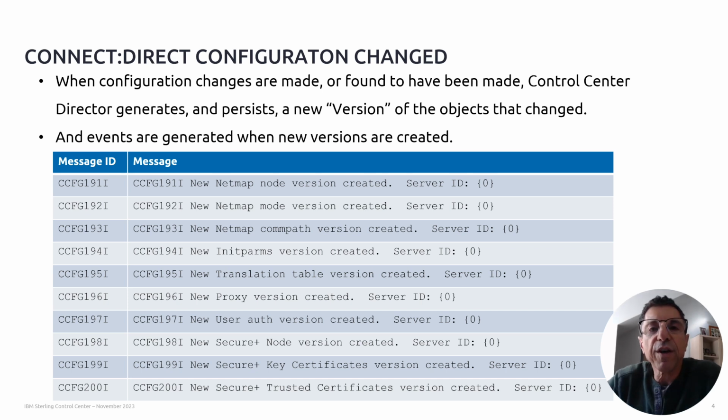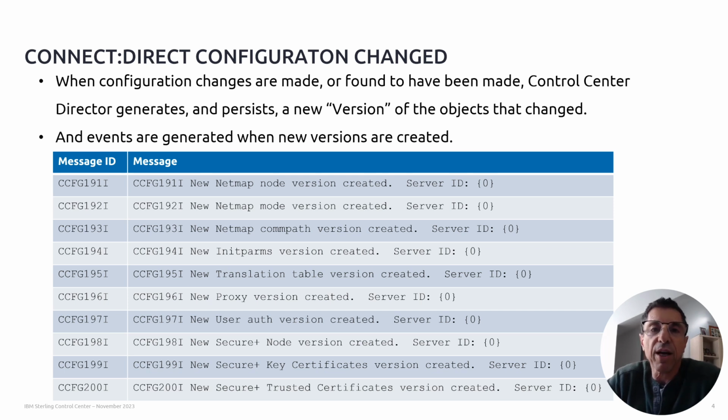Know that when configuration changes are made, whether they were discovered by Control Center on its daily check or they were initiated by a configuration job run on Control Center, Director will make a version of whatever it finds. So you can have multiple versions of your netmap nodes, multiple versions of your init parms. And the point of that is you can compare the versions and see what exactly has changed. And if need be, you can revert.